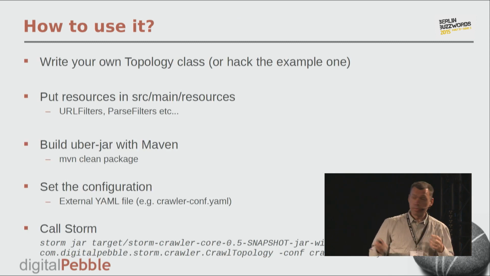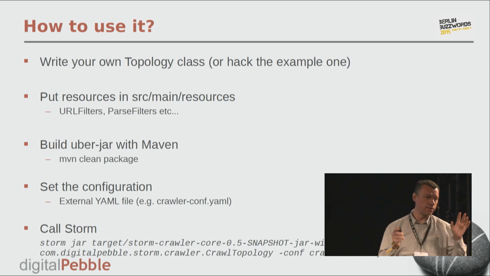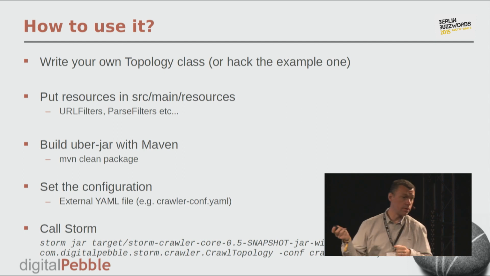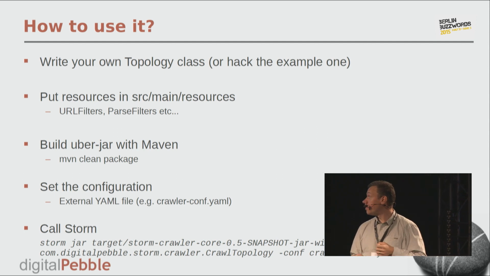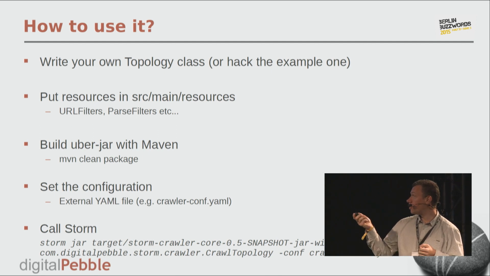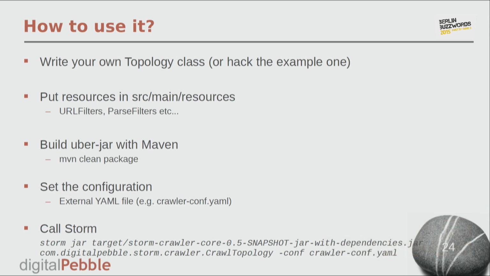So I've already mentioned some of it. So how to use it? Well, the thing you need to do is maybe at least write a topology class, where you define the bolts and how they are connected to each other. Or you can take the example one in the code and hack it. You probably need to write a few resource files for the URL filters and parse filters, package the stuff with Maven or any other tool you like, and then you call Storm on it, and bang, you have a crawler that can scale, with a minimal amount of code to write and minimal configuration.